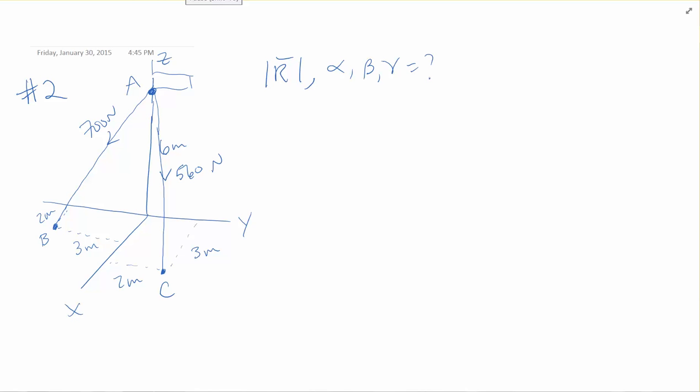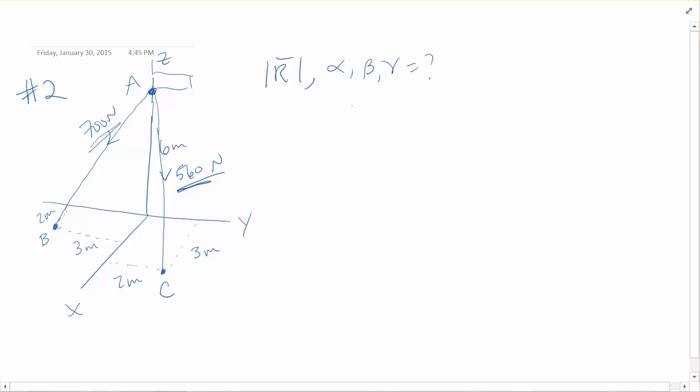Alright, here we have another flagpole problem. What we want to do is find the magnitude of the resultant force. Notice we have two forces shown here, a 560 Newton force as well as a 700 Newton force. So we're going to find the resultant of that and then the magnitude. And then we're also going to find the direction angles of that resultant force. Remember the direction angles: we have alpha, beta, and gamma. So let's go through and do that.